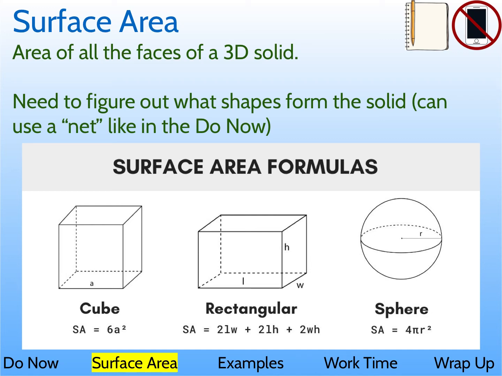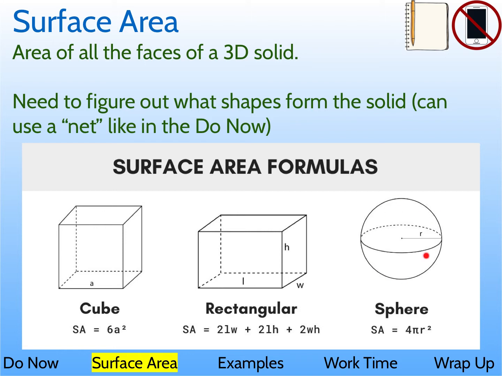Today we'll be talking about surface area. Surface area is when you have a three-dimensional figure, like a cube or a rectangular prism or a sphere, and you get the area of all the faces of the three-dimensional solid. Basically, you need to figure out what shapes form this solid, and then figure out the area of each one of those shapes.